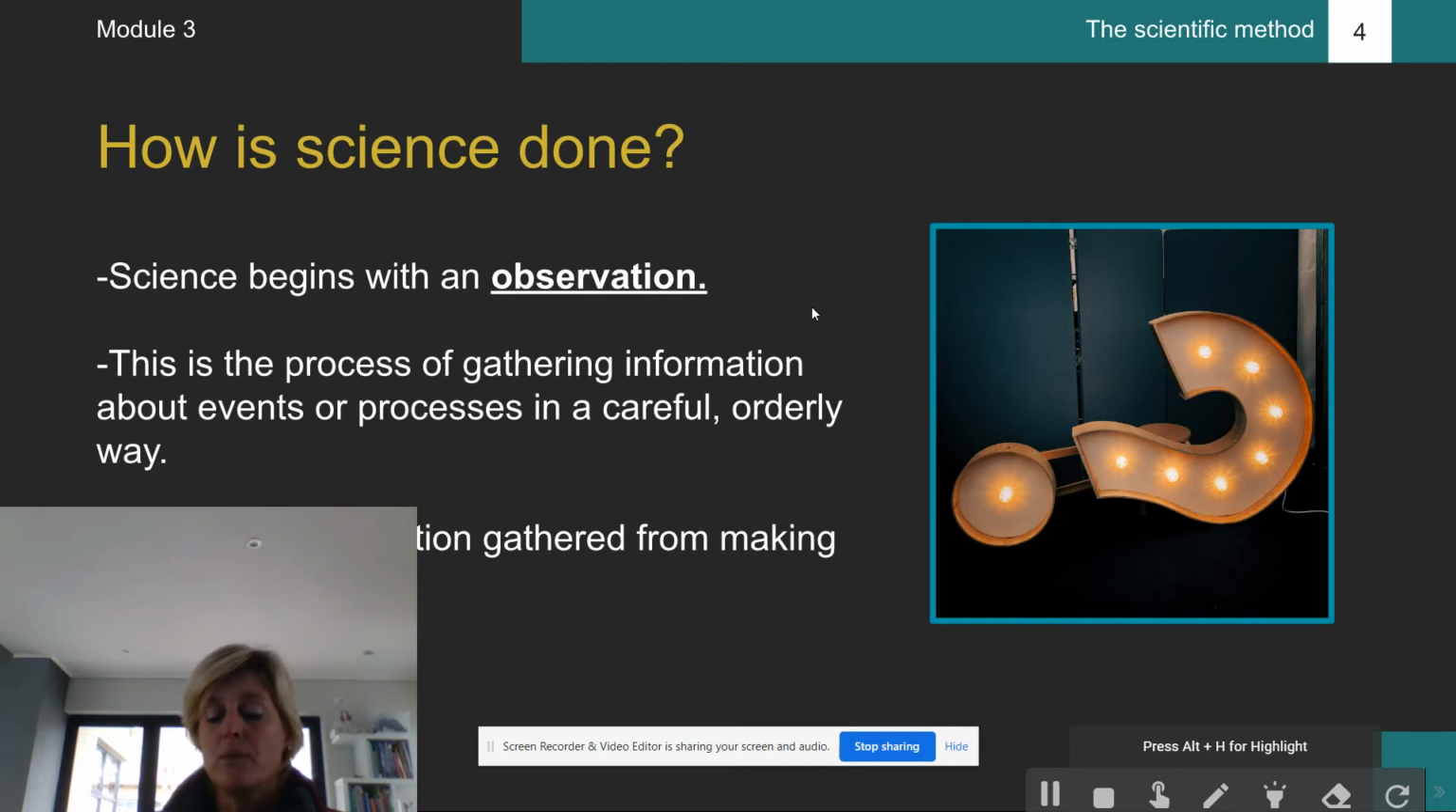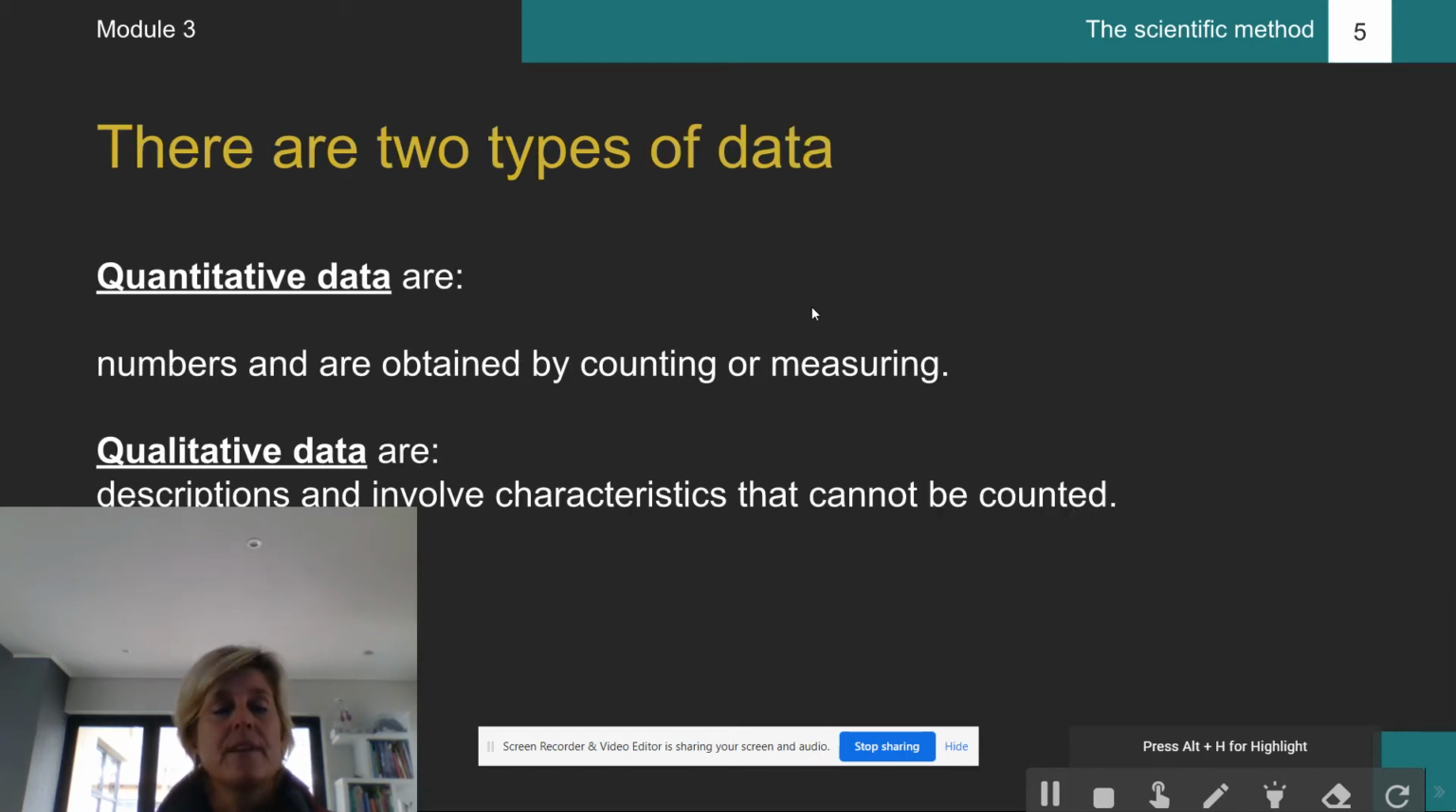In science, there's two important types of data. Firstly, quantitative data. This is numbers or values that can be counted or measured. For instance, volume, temperature, pressure, speed, amount of organisms, height of growth, all examples of quantitative data. Qualitative data are descriptions and involve characteristics that cannot be counted. These are emotions, attitudes, and behaviors.